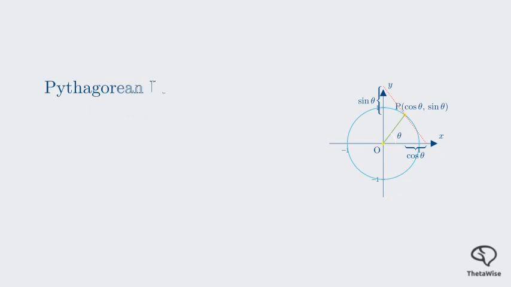Furthermore, if we use the definition of cosine as the x-coordinate and sine as the y-coordinate, the equation of the unit circle, x squared plus y squared equals 1, becomes the most important identity in trigonometry. Cosine squared θ plus sine squared θ equals 1. This is known as the Pythagorean identity.